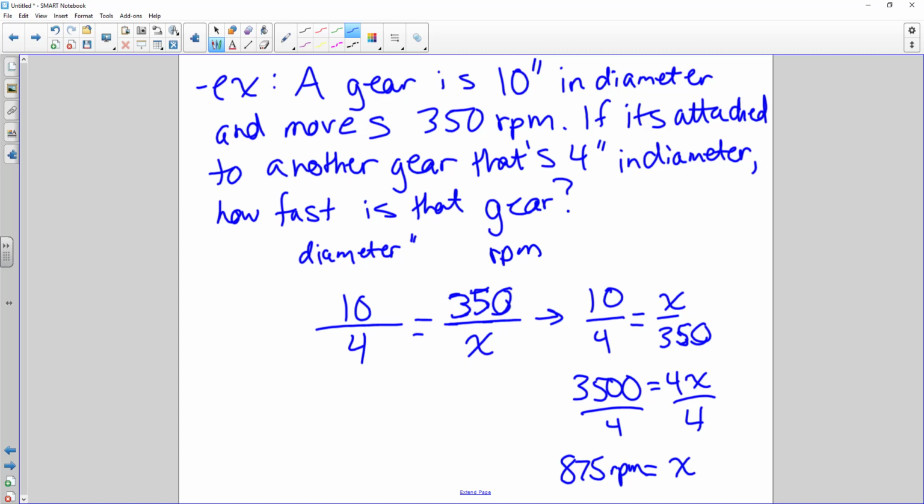Okay, another situation, just to kind of talk about the different possible situations, would be speed and time. Like if I drive faster, it should take less time to get somewhere. So that's another example of where we would have to set up an inverse proportion.